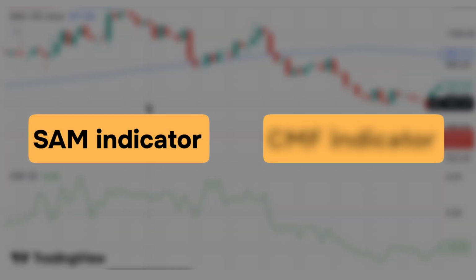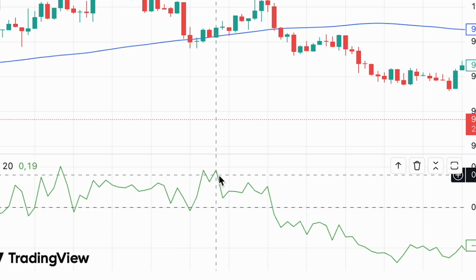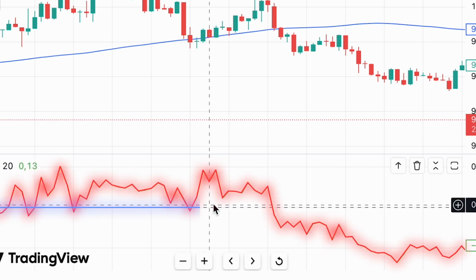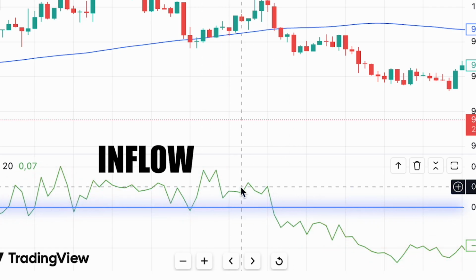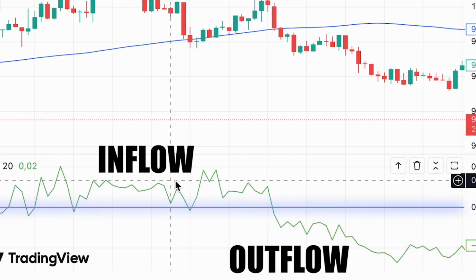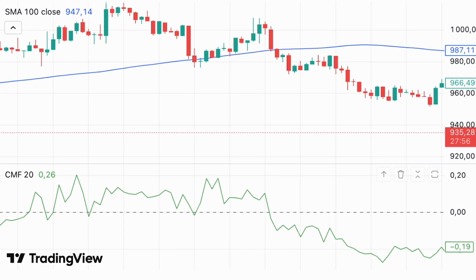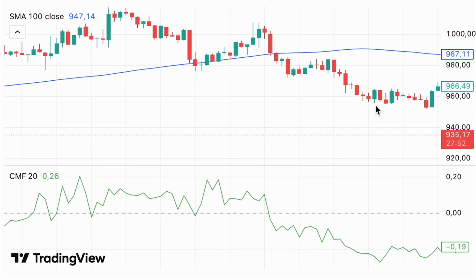frame. The second tool is the Chaikin Money Flow, an indicator of money pressure. It shows whether more money is flowing into the market or out of it. If CMF is above zero, it signals inflow. If it's below zero, it signals outflow. A combination of the CMF signal and the price's position relative to the 100 period moving average gives us a simple logical formula. The rule is simple.